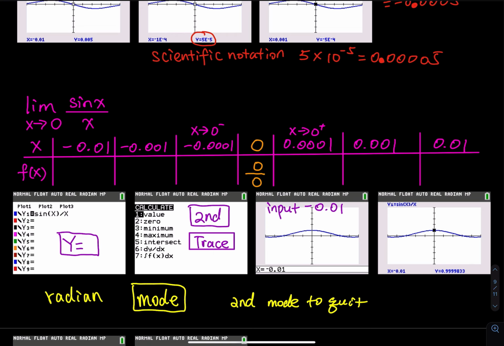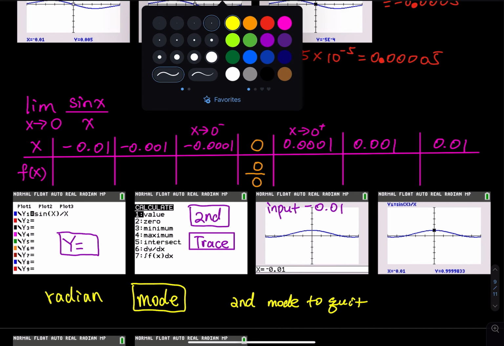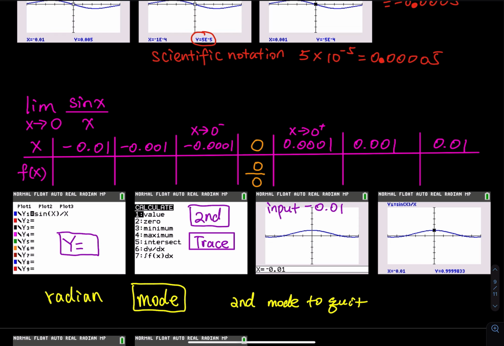The next step, you click second and trace, and then you select value. They will ask you to input a value for x. I inputted negative 0.01. So what do I get?